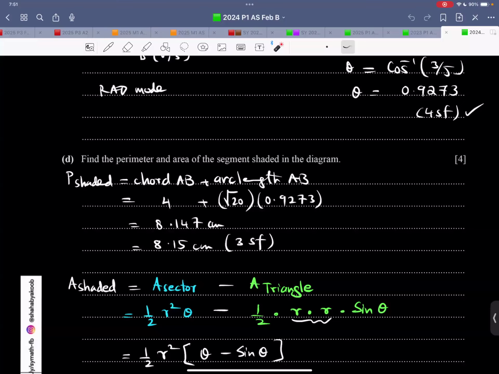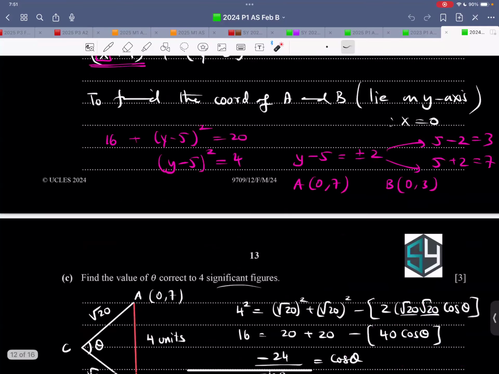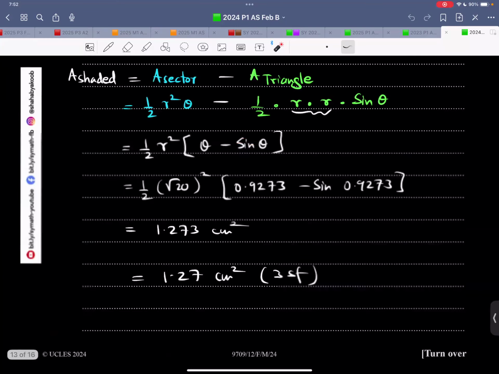Find the perimeter and the area of the segment in the diagram. I think that's too basic. So nothing special over here. So we can say find the area of the triangle, half AB sine C. Find the area of the sector, half r squared theta. The difference is this region. And then the radius plus the arc length, that is this. So it was a nice question.